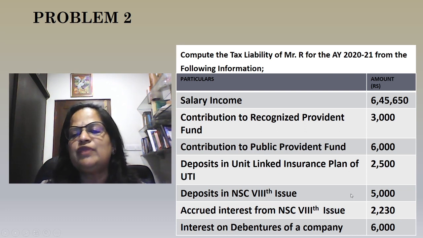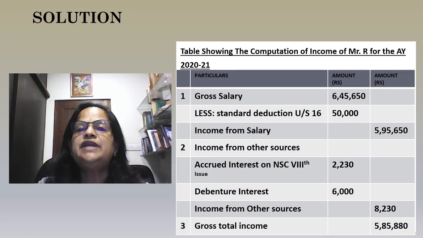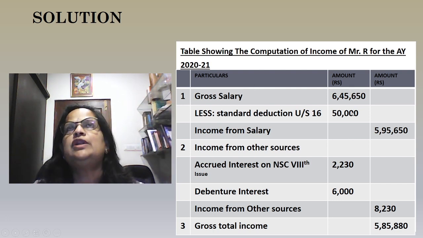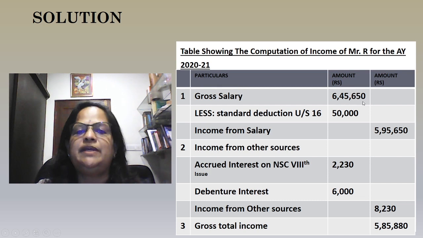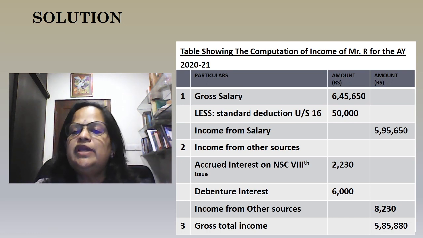Interest on debentures of a company, that will go to income from other sources. Now table showing the computation of income of Mr. R for the assessment year 2021. First we have to calculate the gross total income, then only we can calculate the tax liability. So gross salary 6,45,650. Now less standard deduction under section 16, 50,000. Last year it was 40,000. This year we are following 50,000.